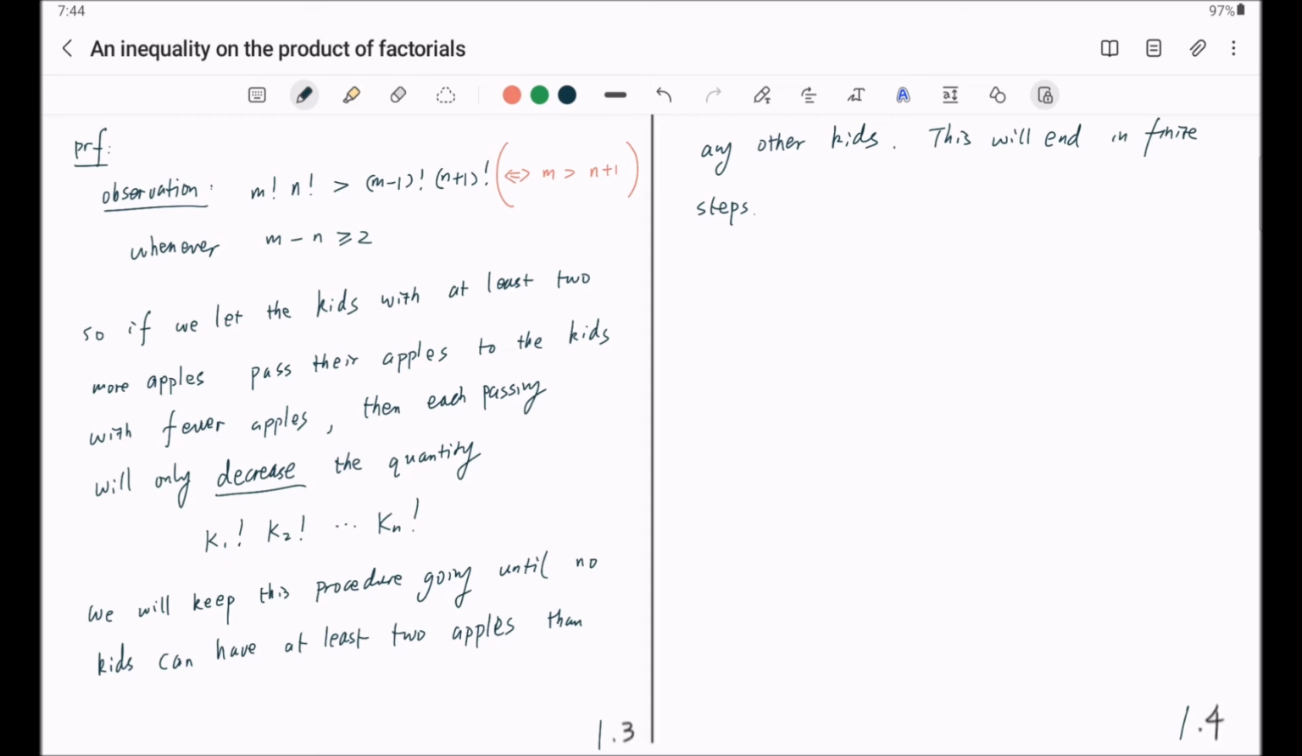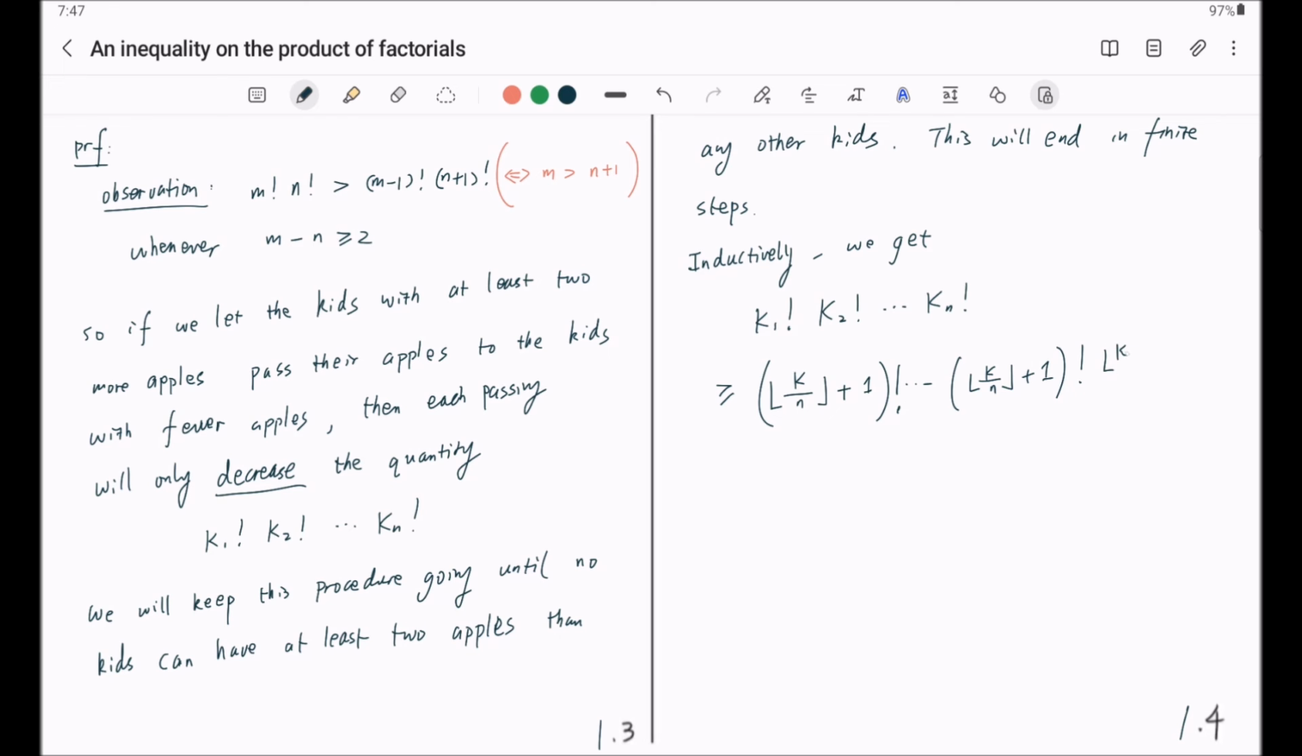Inductively, we get that k1 factorial times k2 factorial all the way to kn factorial is greater or equal to the final state, where some kids could get just 1 more apple than other kids. So the factors in this product will be, in some places, the floor of K divided by n plus 1, factorial. Well, in other places, you're just going to get the floor of K divided by n, factorial.